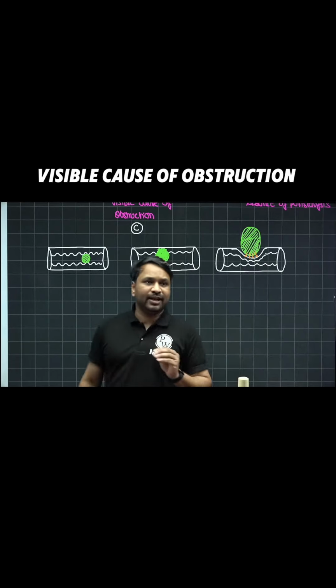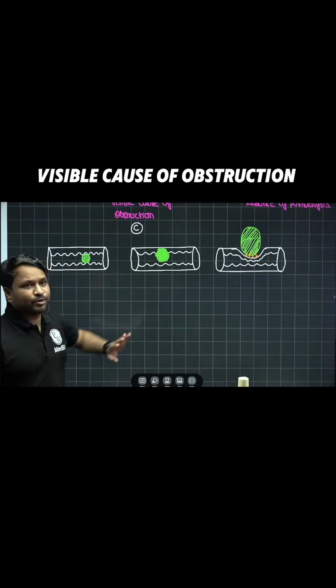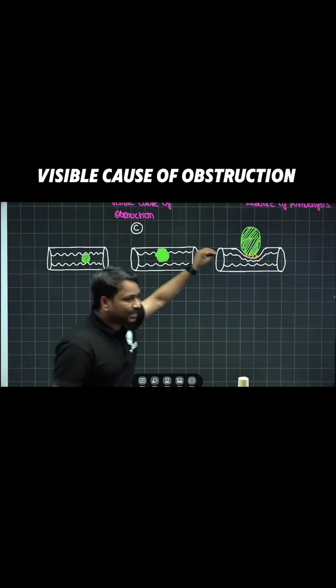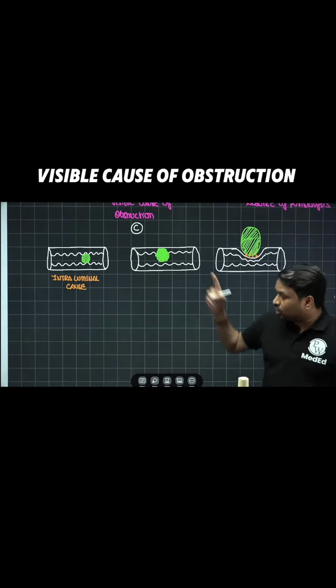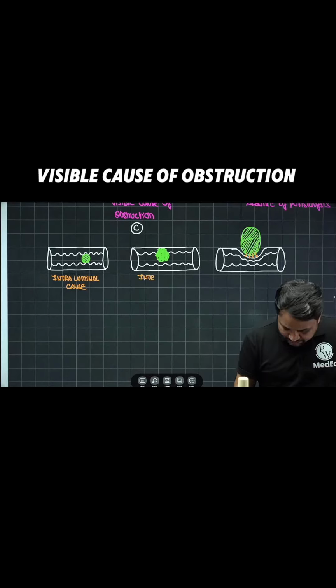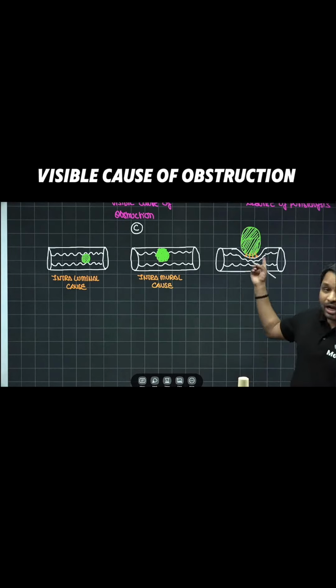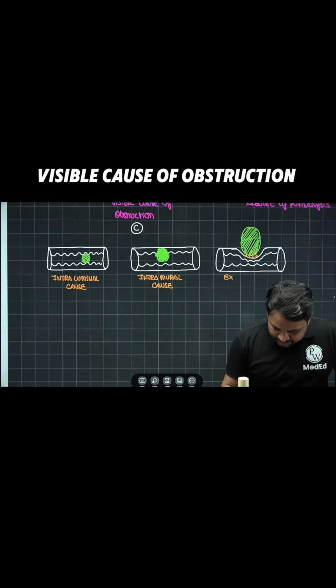So there are three different basic causes how a bowel wall can be obstructed: inside the lumen, from the wall, and outside the wall, right? So this I would call the intraluminal cause. This is from the wall itself, so this will be called the intramural cause. And if it is outside the bowel wall, this is what we call the extraluminal cause of the bowel obstruction.